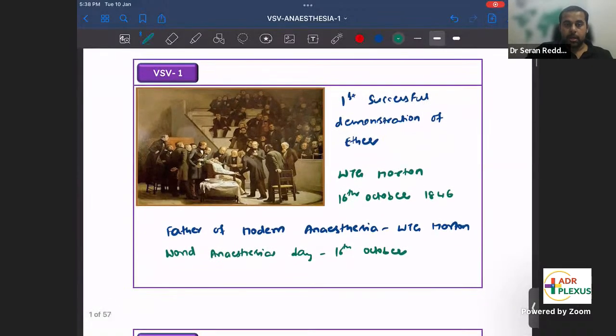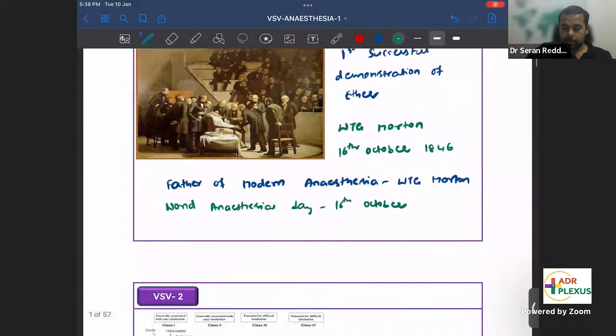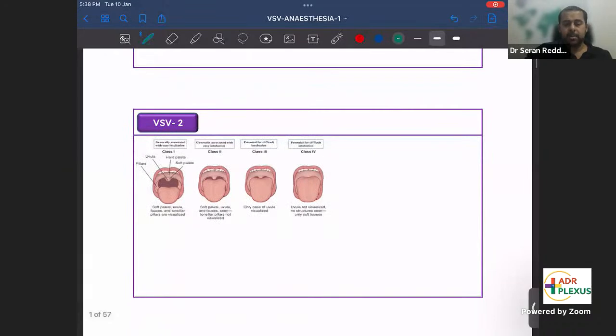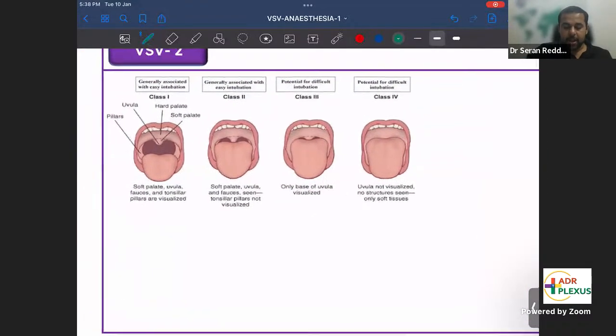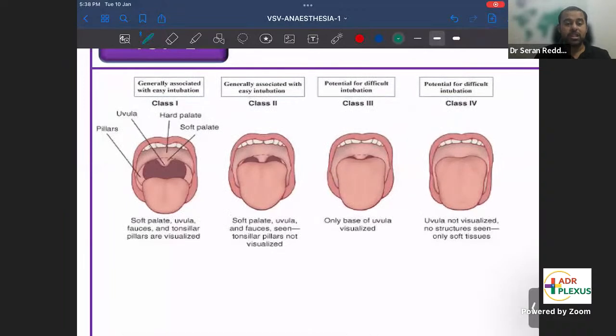Then coming to the second image, very important, and one of the potential questions here. It is modified Mallampati grading, one of the components used before intubation and done during the pre-anesthetic checkup or PAC. There are 4 grades: class 1, 2, 3, 4. 1 and 2 are easy intubation, 3 and 4 are difficult intubation. You can easily identify them depending upon what structures are visible.